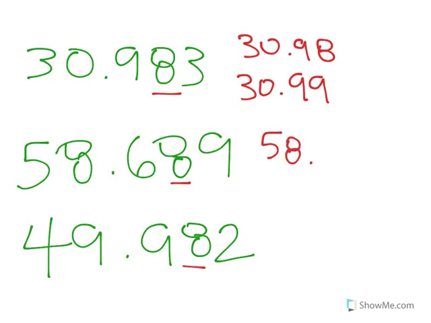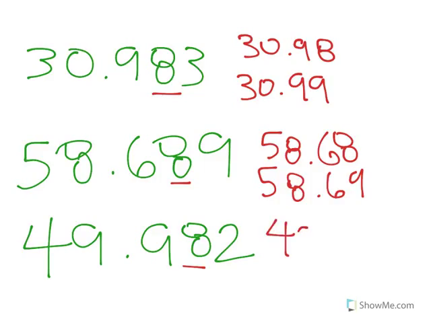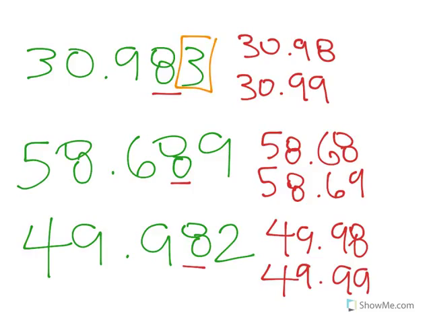Second problem, 58.68 or 58.69. Third one, 49.98 or 49.99. Those are the only possible answers. Now I'm going to circle this and see whether or not the number in the box is 5 or greater and I have to round up. If I don't have to round up, I can just leave it as the first number.